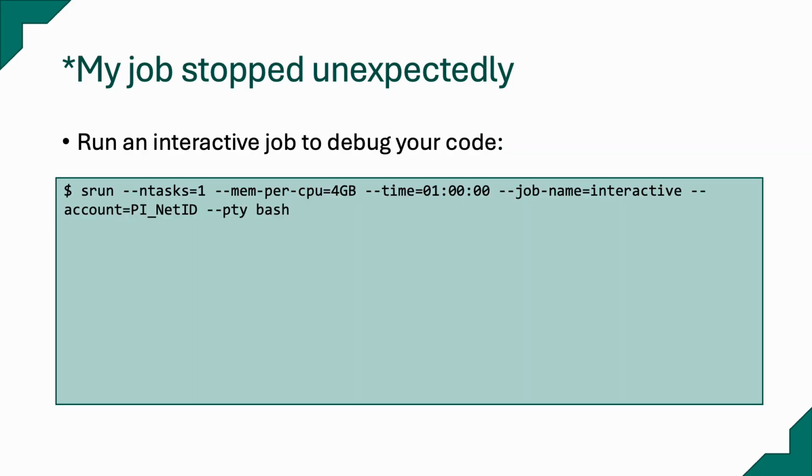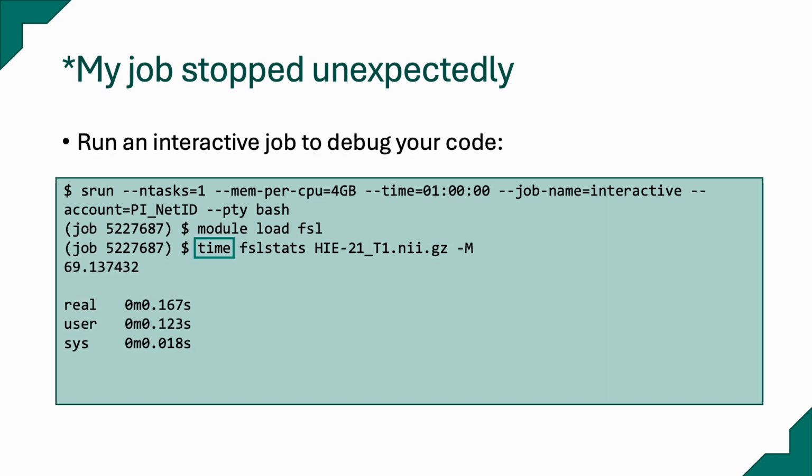If you still don't know why your code is failing and none of the previous tools help you figure out what is happening, you can run an interactive job to debug your code. Use srun followed by the sbatch options that you would use in the submission script, followed by --pty bash. Then you can execute line by line the code in a compute node and see where it fails. While you are executing commands in your interactive job, you can precede your commands with time, as shown here, to see the time that each command takes to execute.